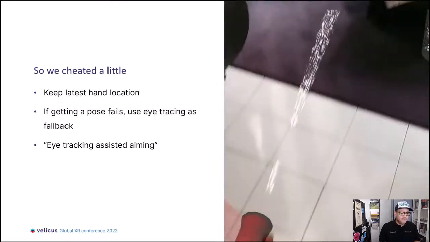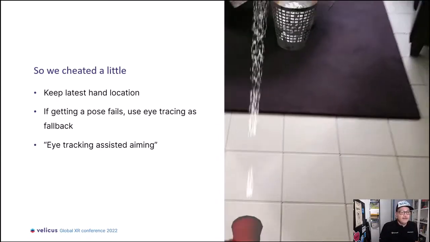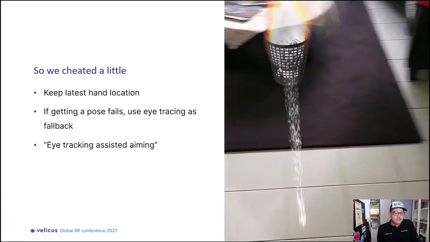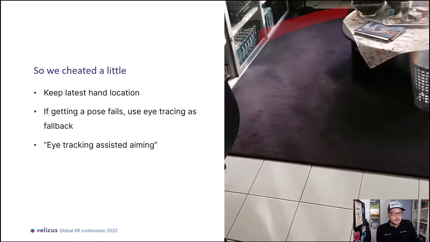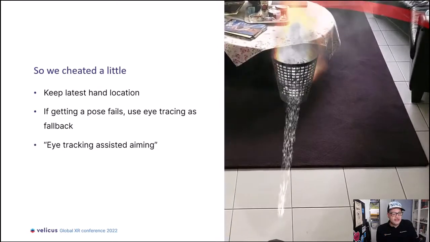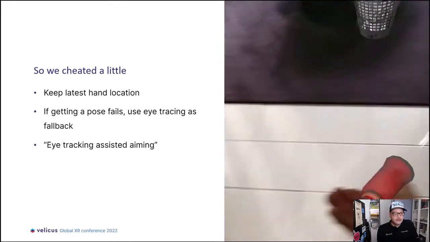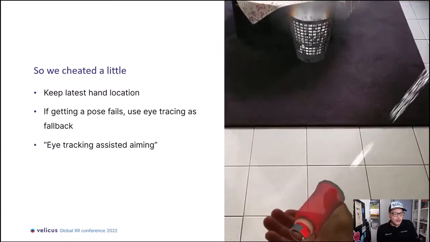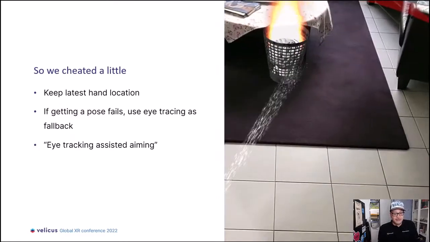Yes, so we cheated a little. We keep the last hand position, and if getting a pose fails, we use eye tracking as a fallback, because somebody looks at the danger. And now I'm intentionally moving my eyes to the left and the right, and then you see indeed the wildly gyrating effect. We call this eye tracking assisted aiming.